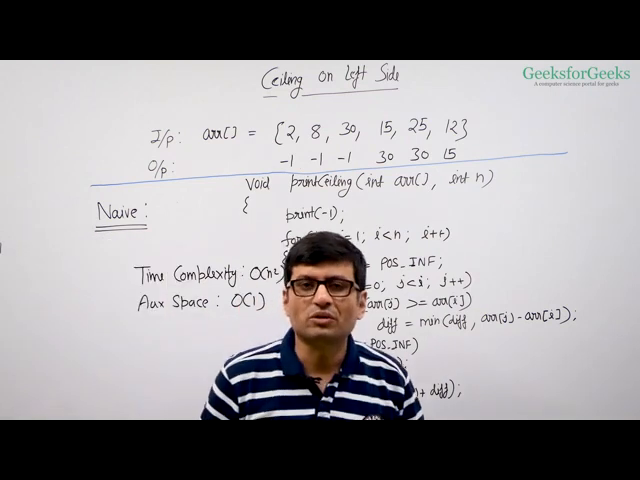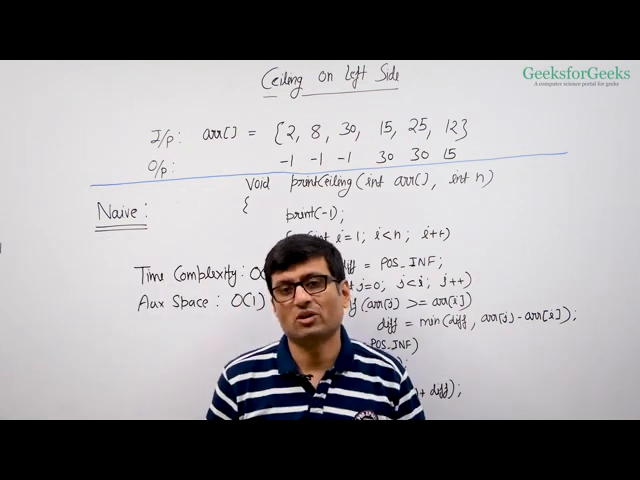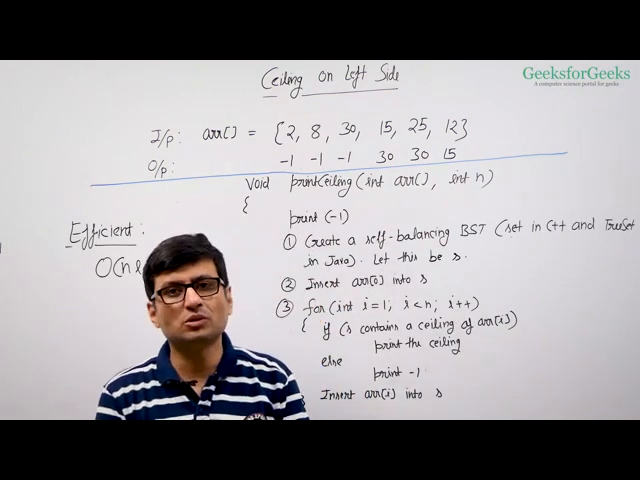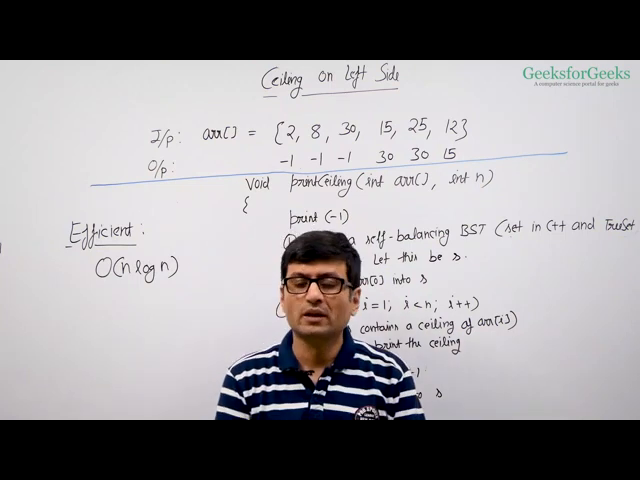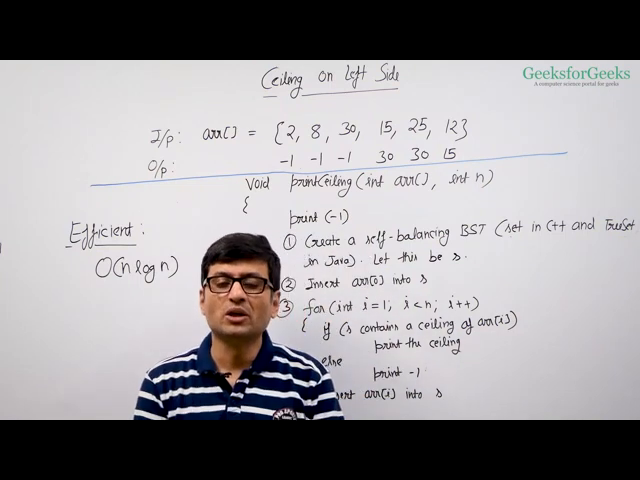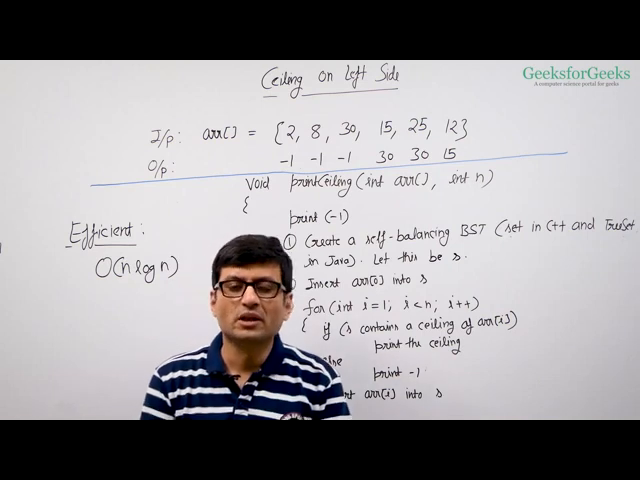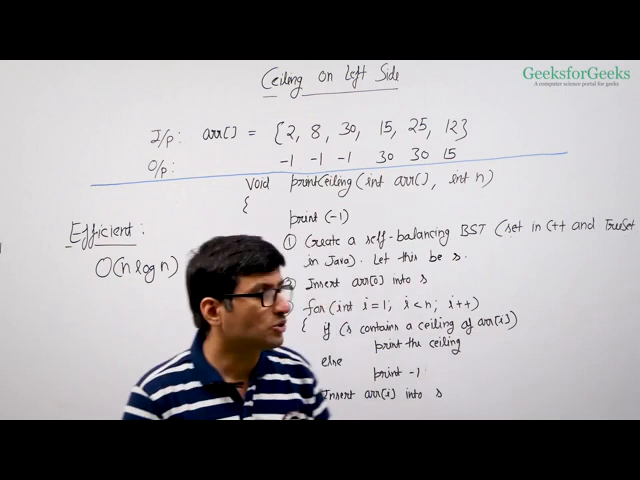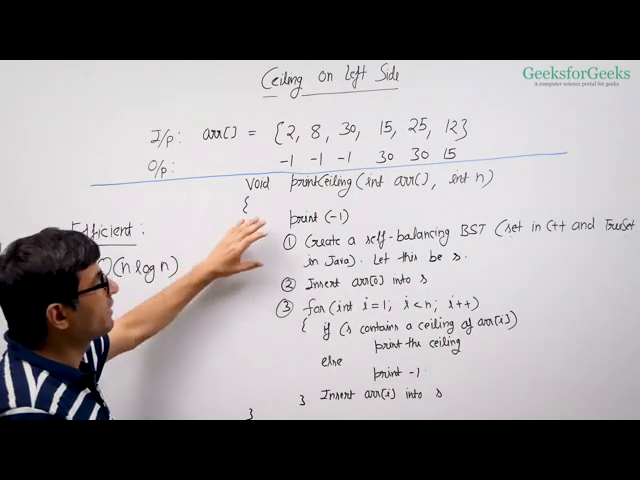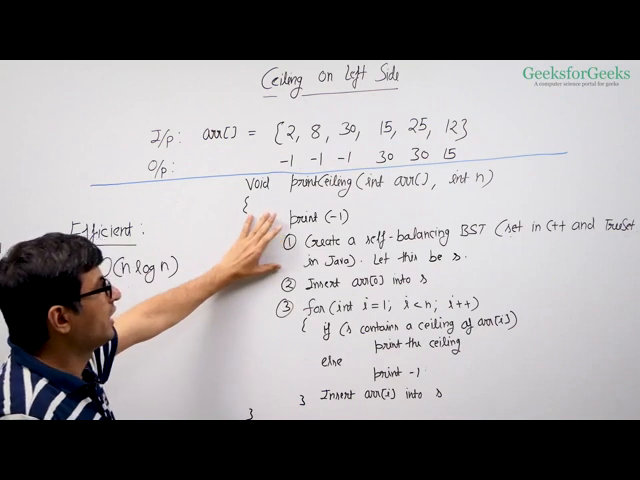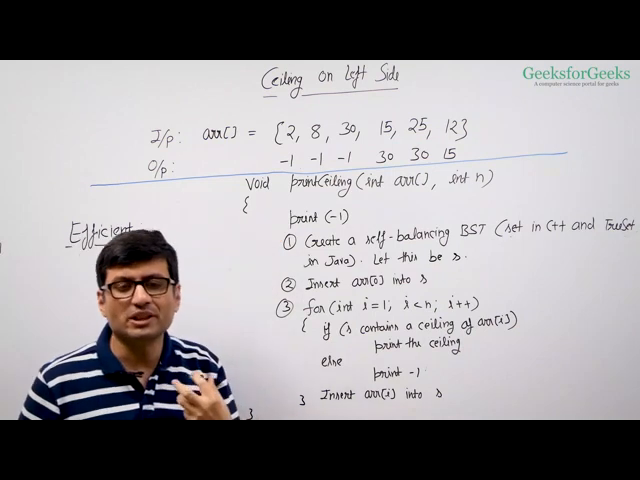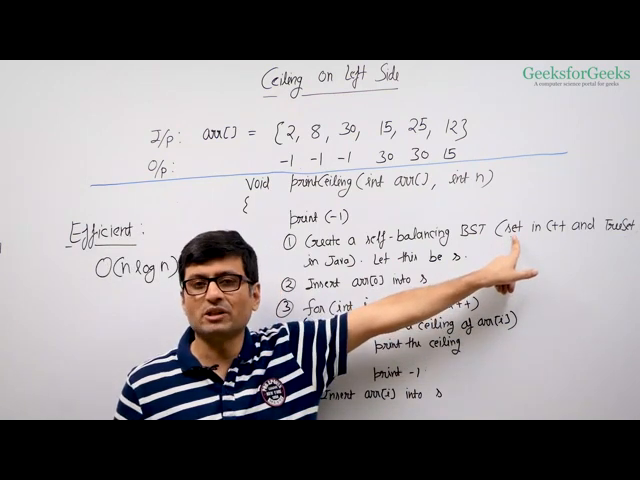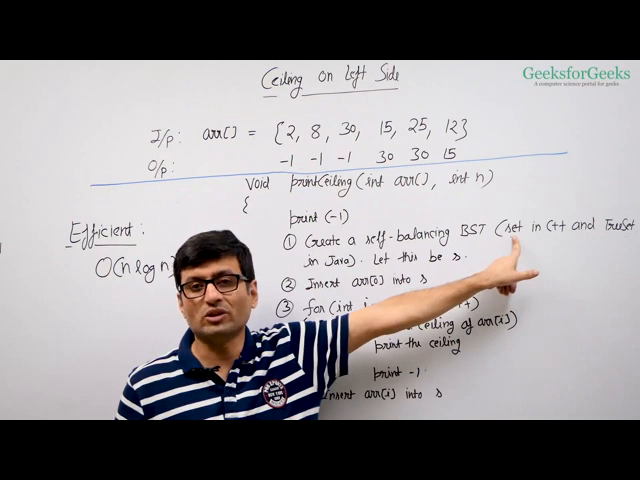Now again pause this video and try to think of a solution which is n log n. An efficient solution to solve this problem is to use a self balancing binary search tree. In a self balancing binary search tree, we can do insert in log n time. We can find the ceiling also in log n time. So the idea is we create an empty self balancing BST, and this self balancing BST is represented as set in C++. There is a container in C++ which represents a self balancing BST called set.